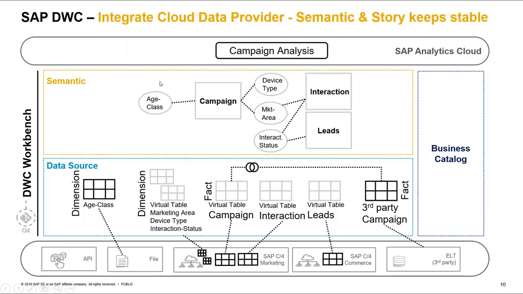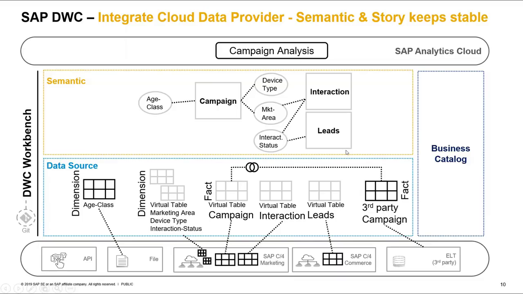Again, the semantic model remains unchanged as we are automatically connecting to the already existing campaign semantic object, and additional data becomes available immediately as the story keeps stable without any impact to the end user.